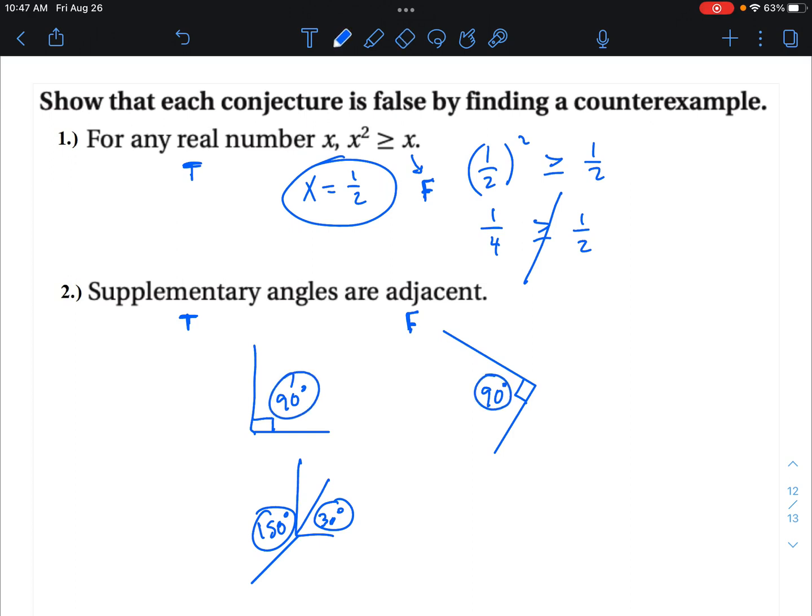And that's it. That's a wrap on today's lesson. So we're going to keep working on our statements. We're going to work on true, false, and writing biconditional.